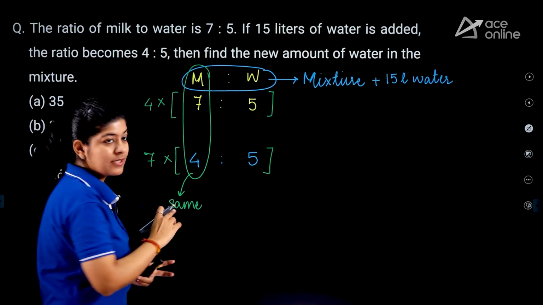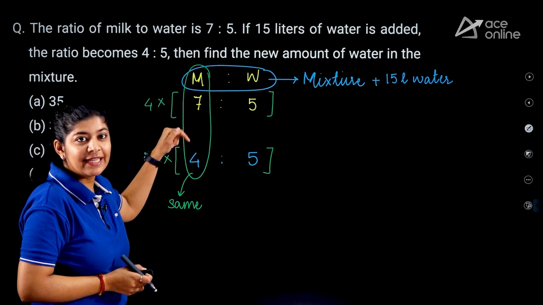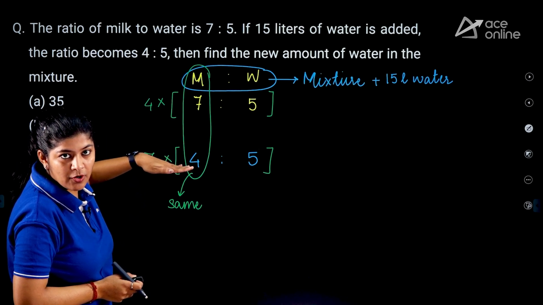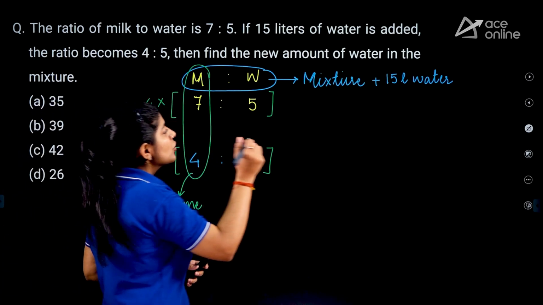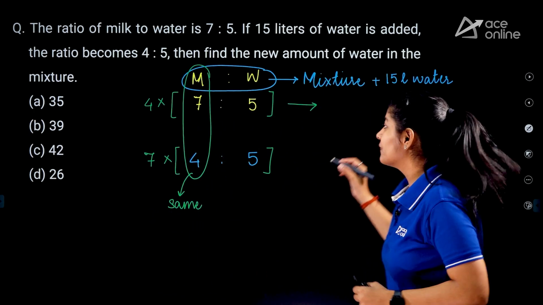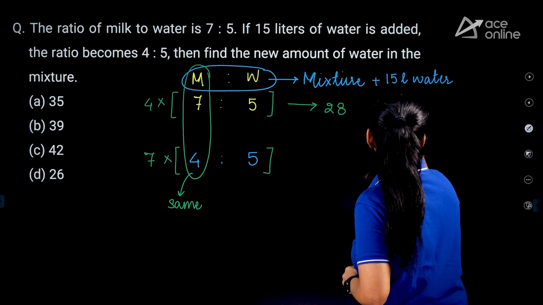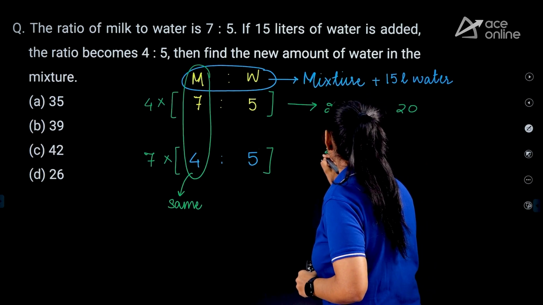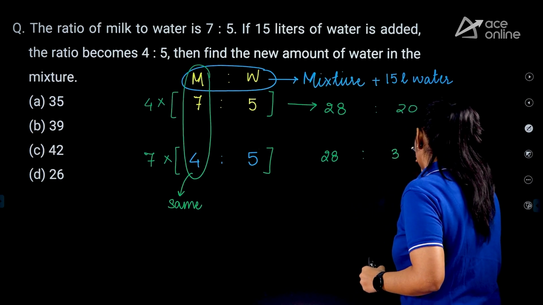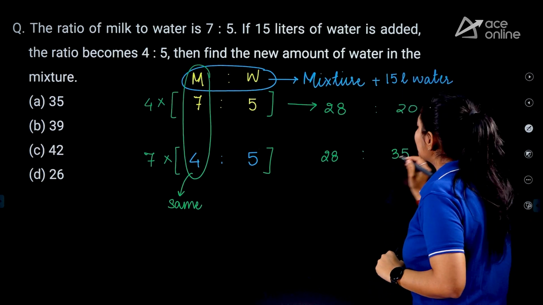And why am I doing this? Because when I multiply these terms, the quantity of milk in both the initial and the final ratio will become equal. So my new ratios will become 28:20, and here it will become 28:35, right? Okay.